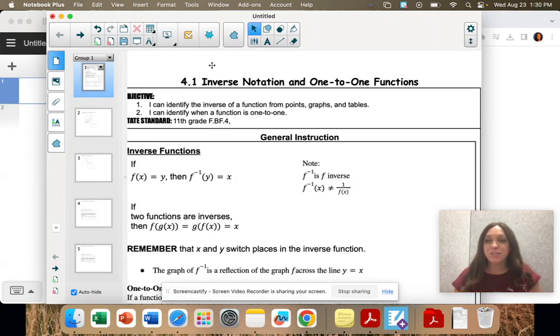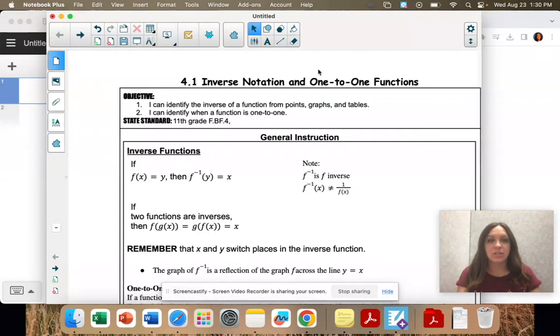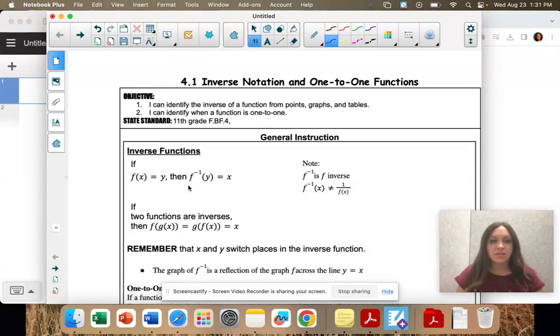Okay, we're talking about inverses and one-to-one functions. So just some notation stuff really quick. If f of x equals y, then this with the -1, that means inverse. Okay, so this here is just a note. When you see f to the -1 power, it's an inverse notation. It does not mean to move f of x to the bottom of a fraction. Those are exponent properties, but that means inverse.